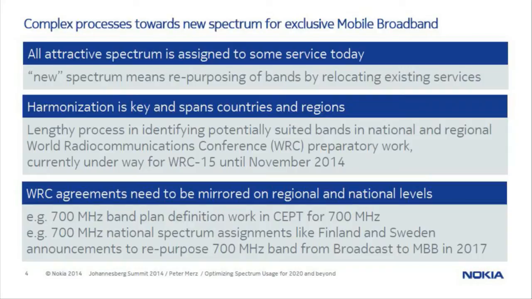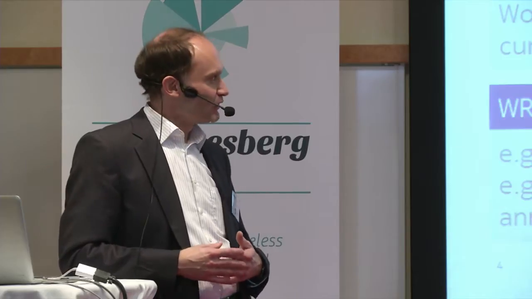The next important thing for the spectrum is that we do harmonization, and that spans countries and regions. And this is a rather lengthy, complex and painful process, because you need to find agreements on what the nations or countries bring into, for example, the CEPT level, and then what the regions are preparing. And then every 4 to 5 years, the World Radio Conferences are held, where all the regions bring their views together in order to formulate how the spectrum will be allocated and used.